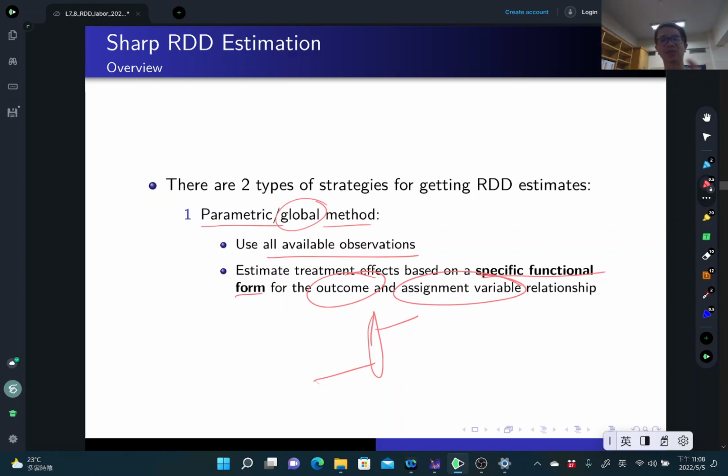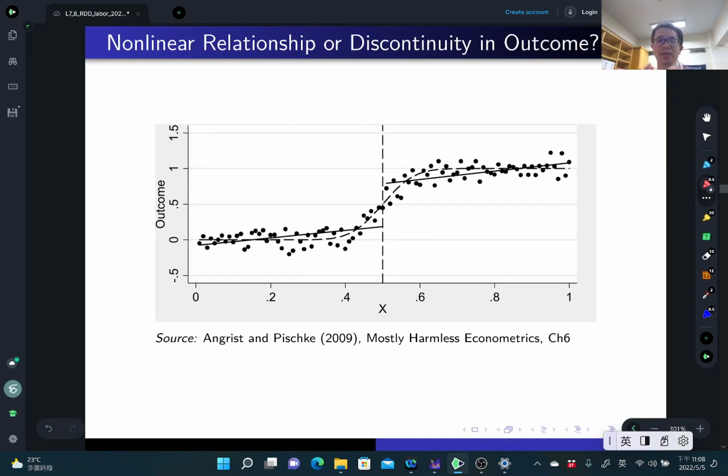I use this example to demonstrate why the functional form assumption for the outcome and the assignment variable is very important. In this example, the y-axis is the outcome, and the horizontal axis is your assignment variable, which we typically represent with x. And here is the cutoff. Above the cutoff you get the treatment, below the cutoff you do not get the treatment.